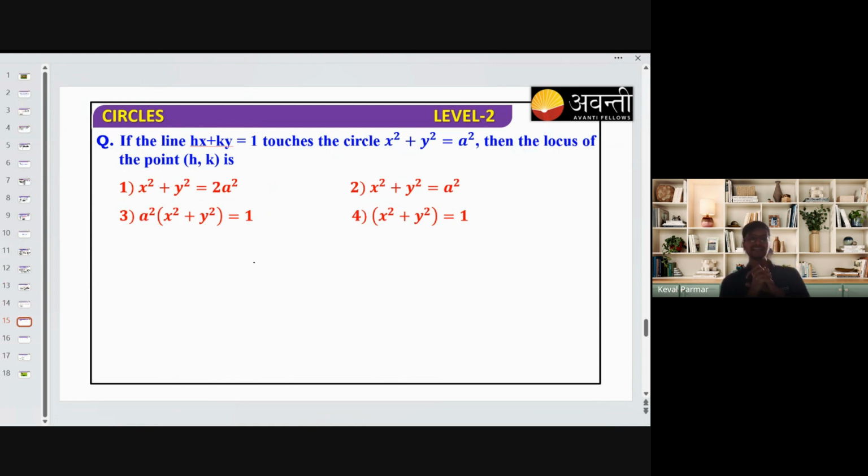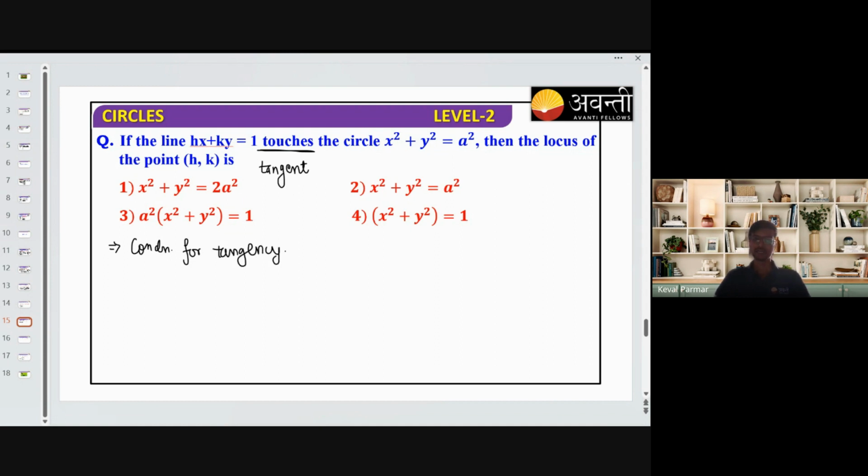If the line touches the circle, what is meant by touches? It is tangent, right, guys? It is tangent. So if the line is tangent to the circle, that means it should satisfy the condition for tangency.